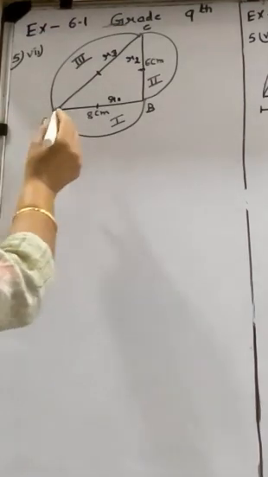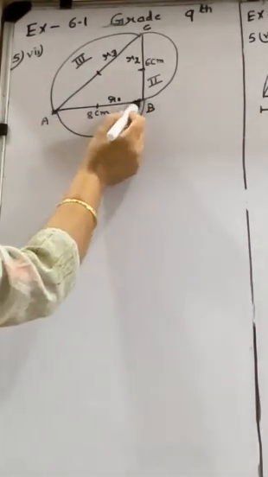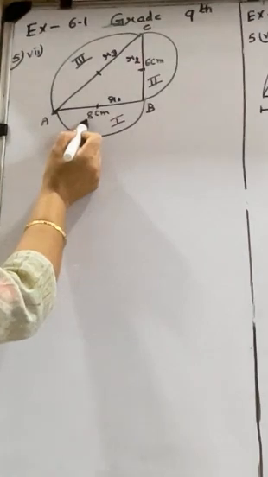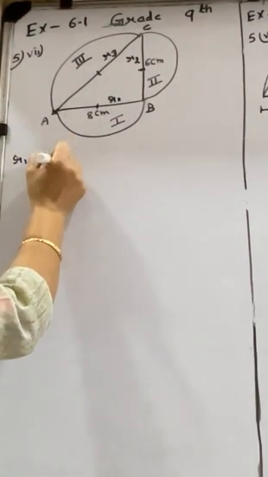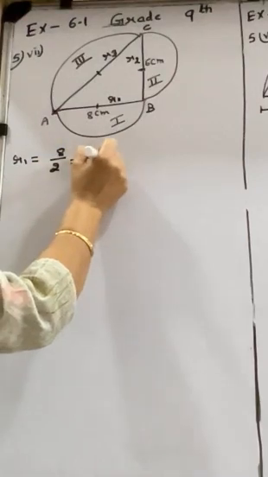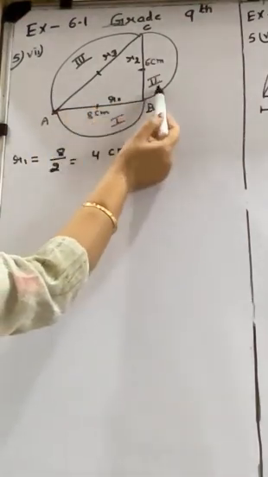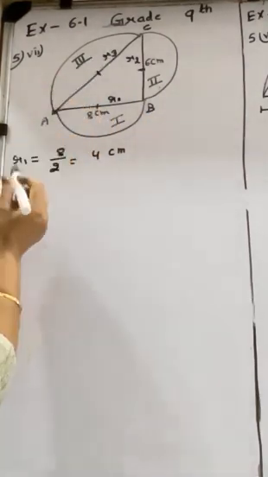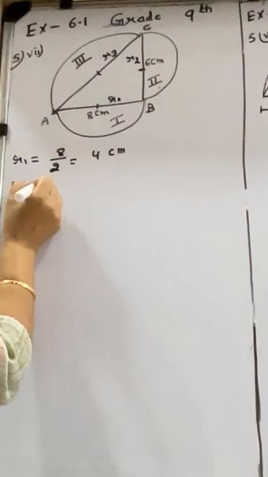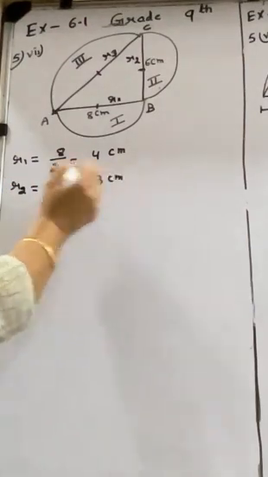Okay. So if I give the name of this semicircle as 1, the diameter of the first semicircle is 8. If I calculate R1, what will be R1? 8 by 2. It will become 4 centimeter. This semicircle, I have given the name 2 and the radius is R2. So what will be the value of R2? 6 by 2 and it will become 3 centimeter.